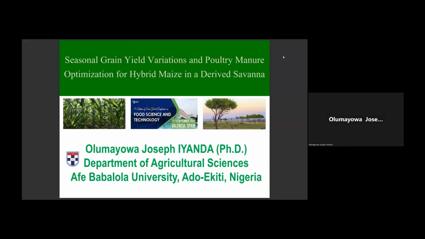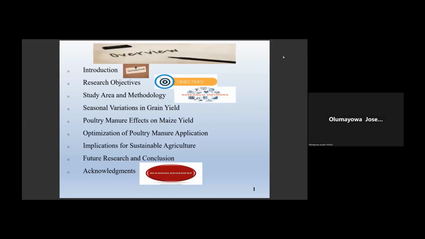I'm presenting on the topic: seasonal grain yield variations and poultry manure optimization for hybrid maize in a derived savanna agroecology. This is a brief overview of the presentation, from the introduction to the acknowledgement.